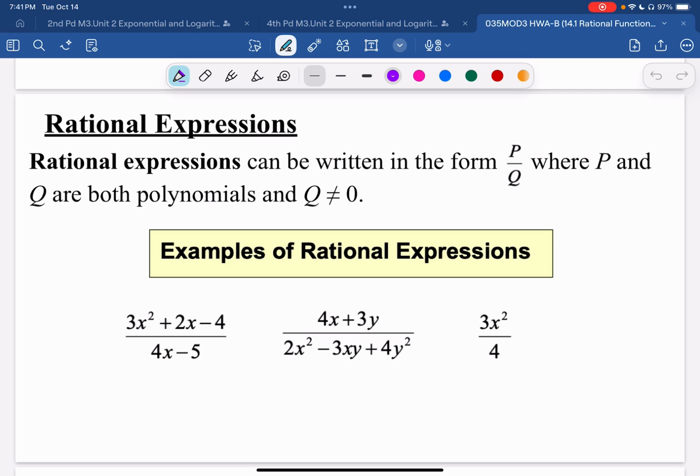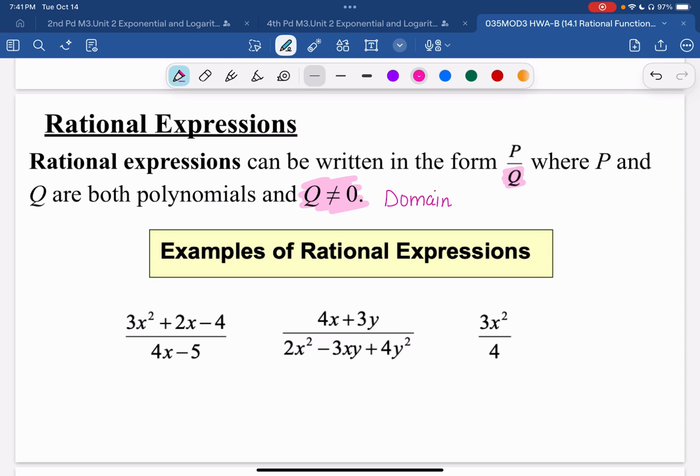A rational expression can be written in the form P over Q, where P and Q are both polynomials and Q is not equal to 0. That part is extremely important. Q cannot equal 0. Anything that's in the denominator of a rational expression cannot be equal to 0. That starts to look specifically at the domain.